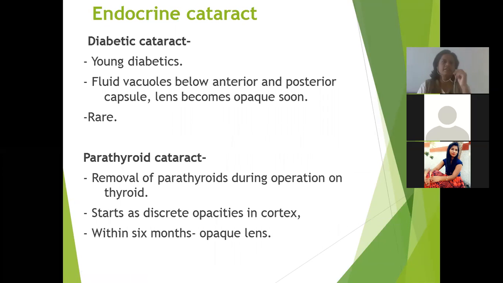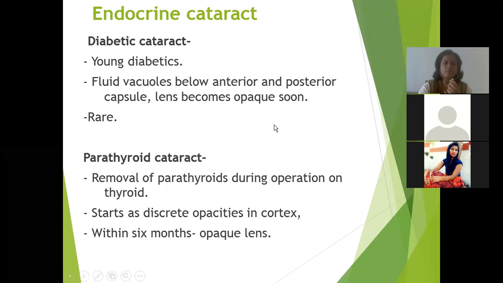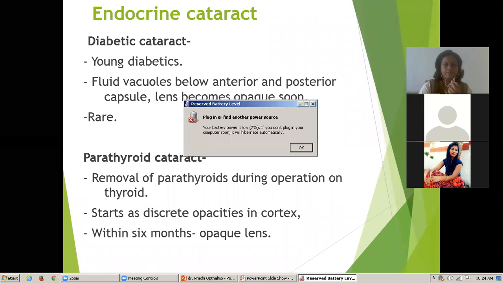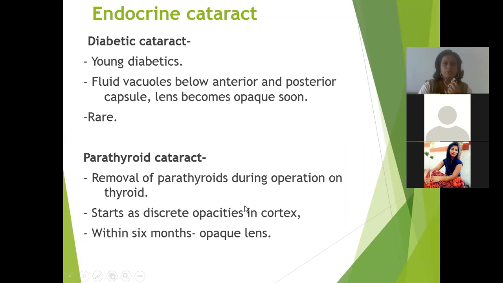Next is endocrine cataract. Endocrine cataract is seen when there is an endocrine disease, like diabetes. It is seen in young diabetic patients when fluid vacuoles form below the anterior and posterior capsule and the lens becomes opaque soon. It is rarely seen. Parathyroid cataract follows removal of the parathyroid during an operation on the thyroid and starts as discrete opacities in the cortex, and within 6 months the lens becomes opaque.